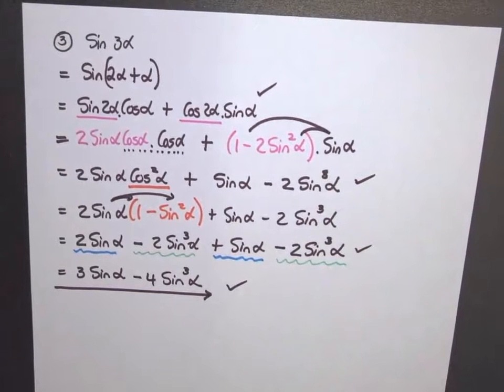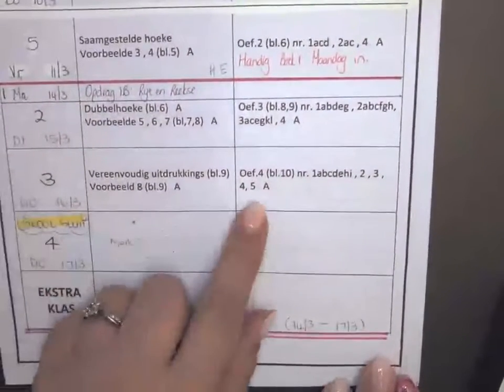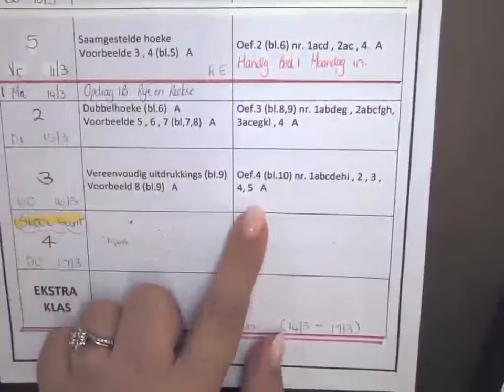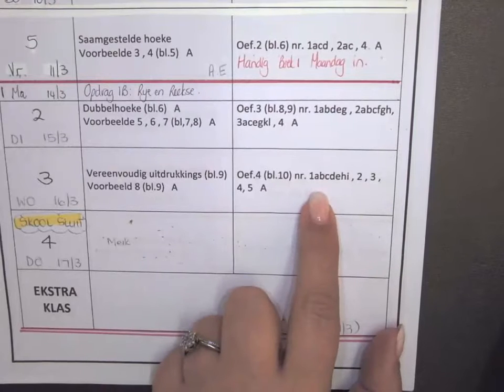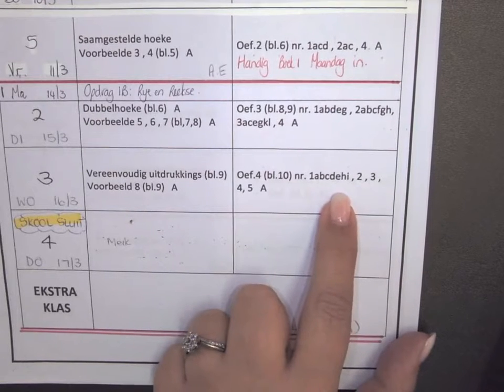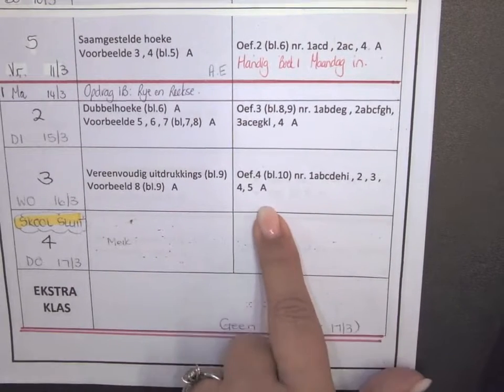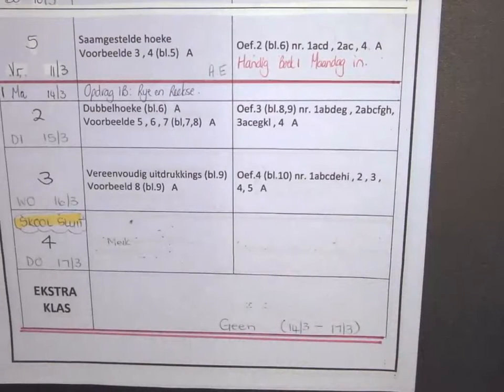This concludes today's lesson. Your homework for when I see you again is exercise 4. I'm still recording. Page 10. Number 1, A, B, C, D, E, H, I. Number 2, 3, 4, and 5. Everything in your notes. No, A means aantekeninge, notes. So everything. So 5A and B.